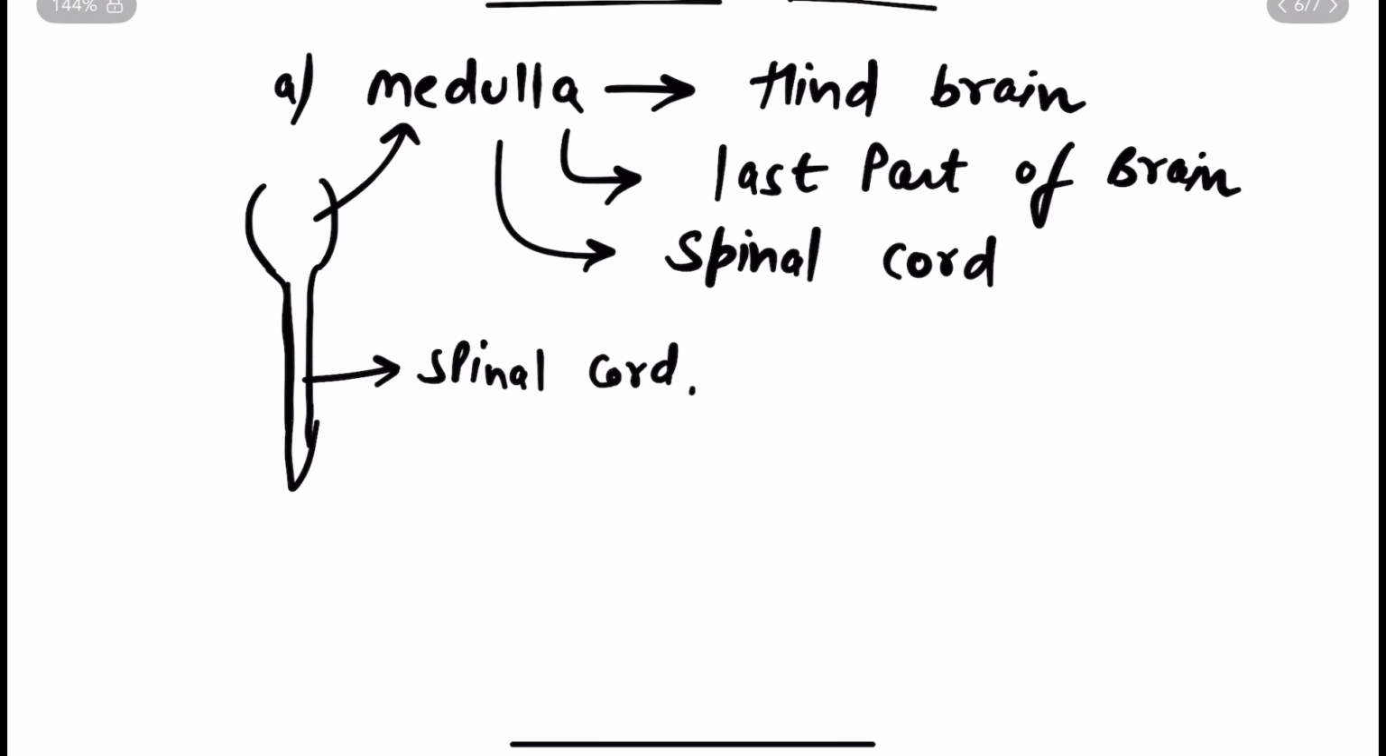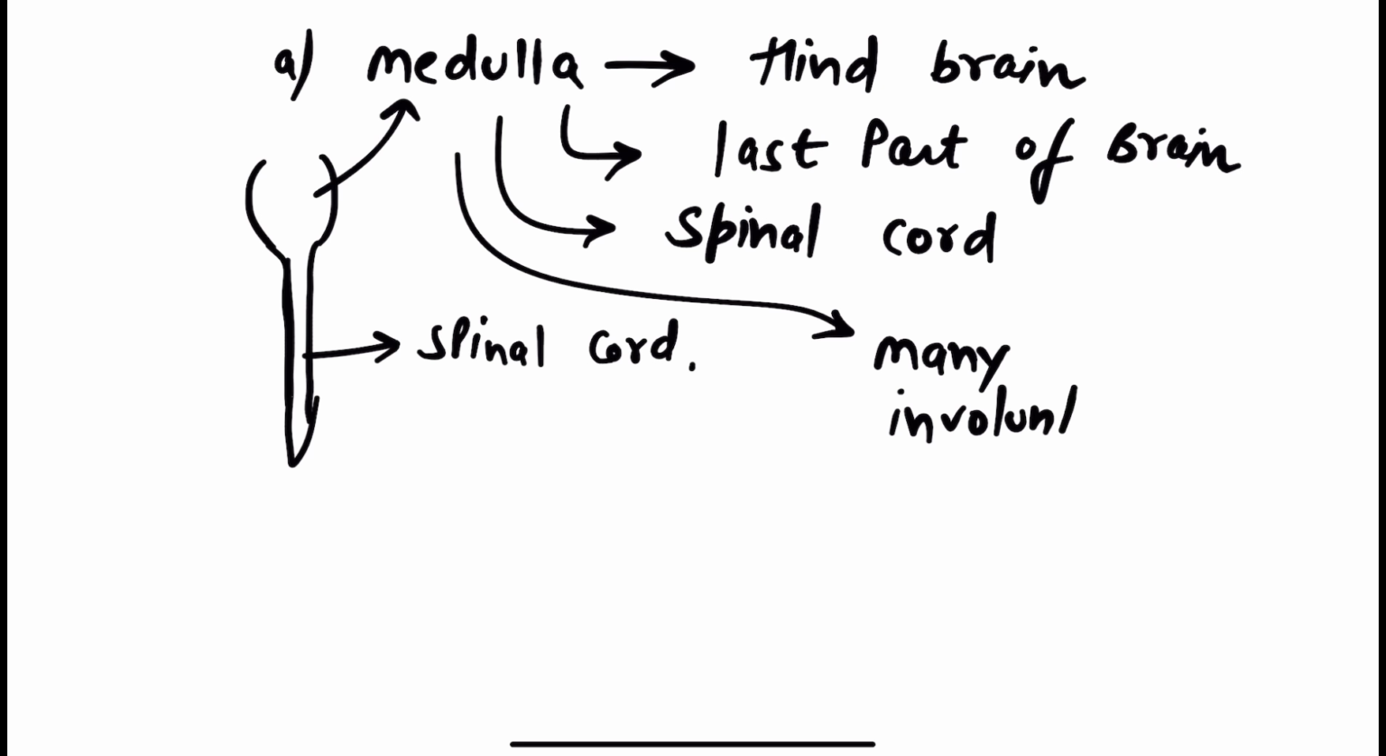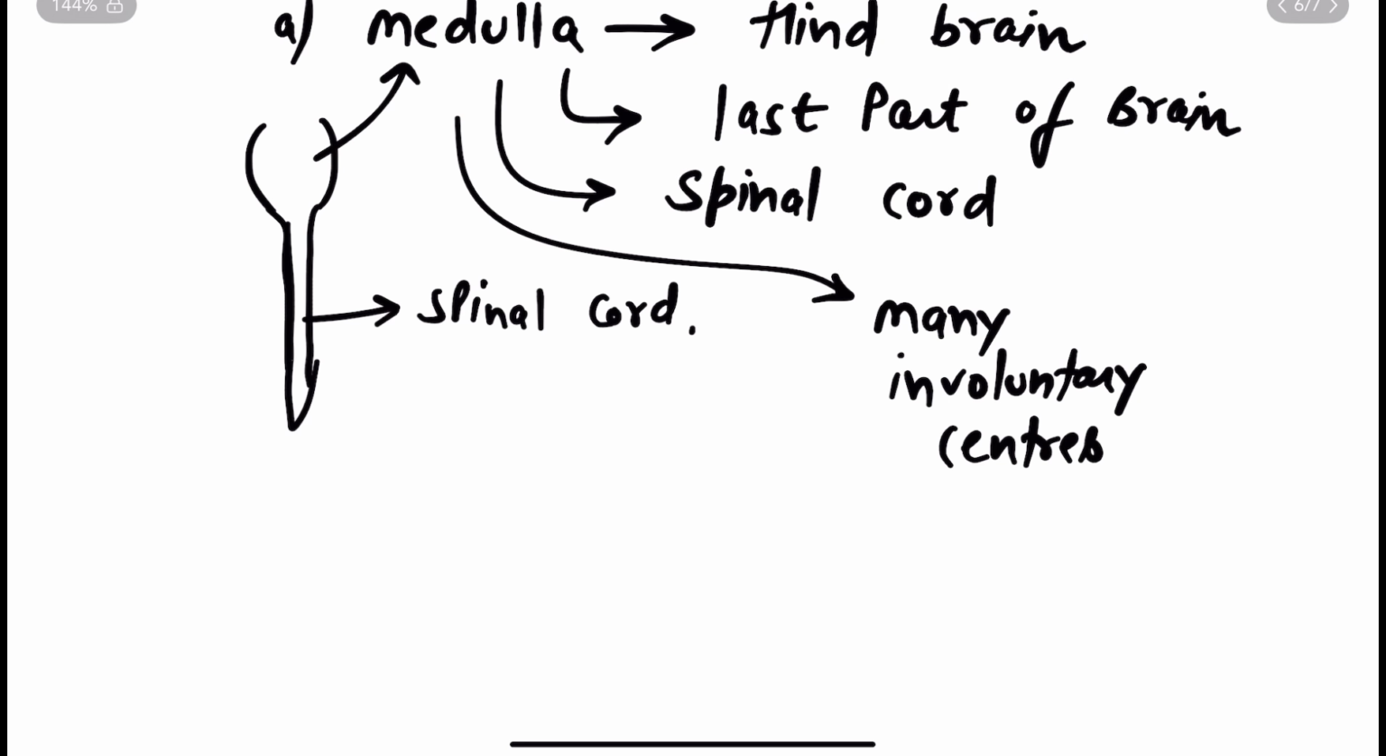So what does medulla function, right? So medulla contains many involuntary centers. It controls many involuntary functions in our body. Let's just see one by one. So what are the involuntary centers? What are the involuntary functions? These are certain functions which I cannot control on my will, right? So I must have involuntary centers, and medulla, which is a part of brain, contains many involuntary centers.